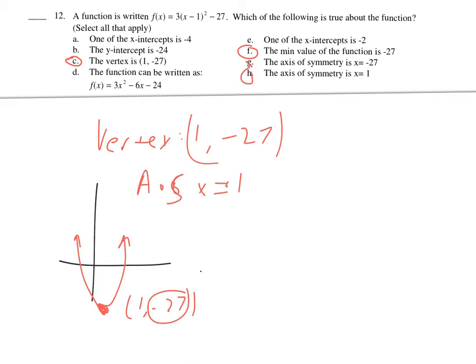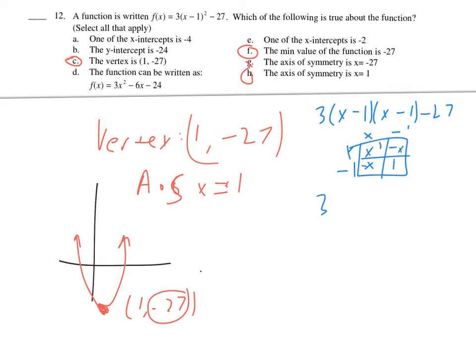Next up, I might want to check part D here. So I would expand this. So I'm going to say 3 times x minus 1 times x minus 1 minus 27. I'll use the box here. So I get x minus 1 times x minus 1. X squared minus 2x plus 1. So 3 times x squared minus 2x plus 1 minus 27.